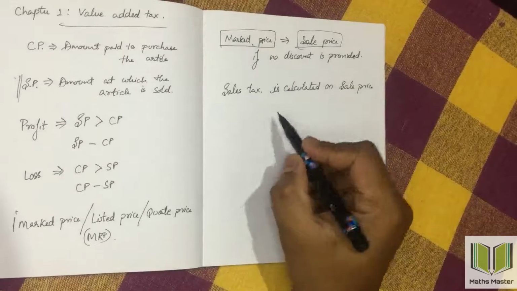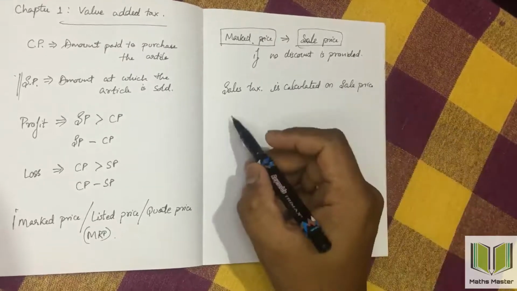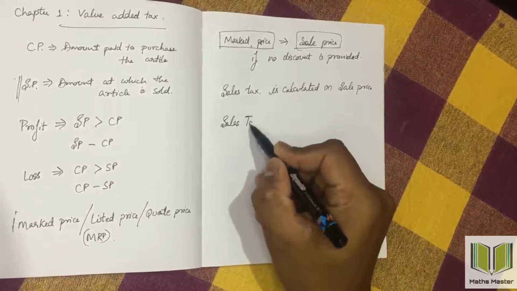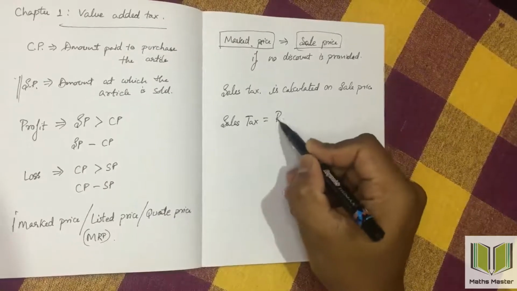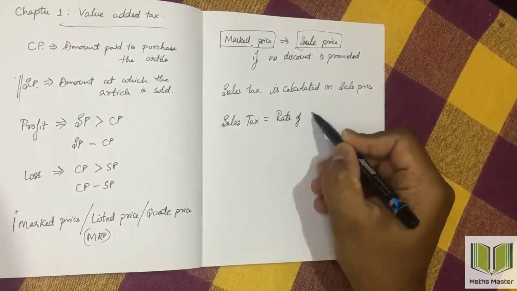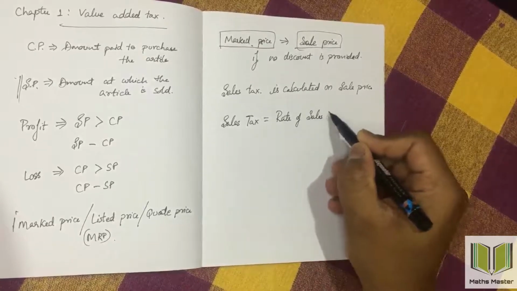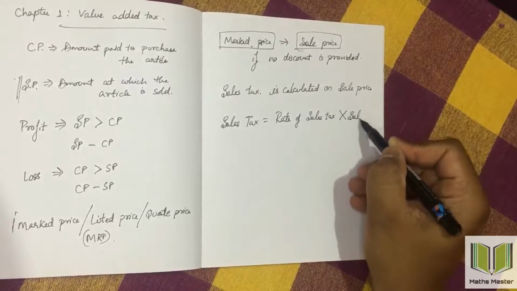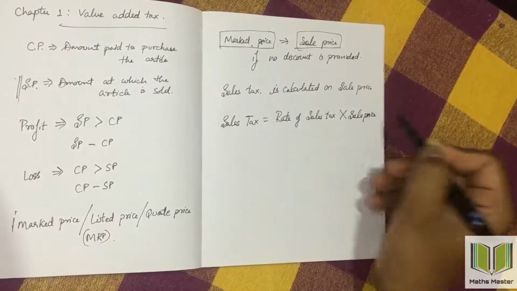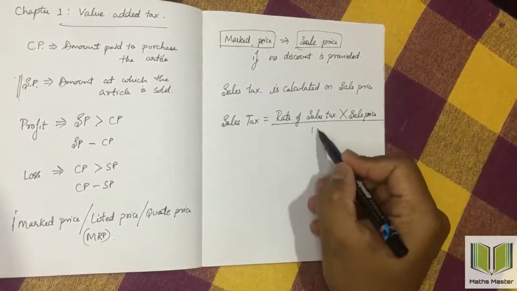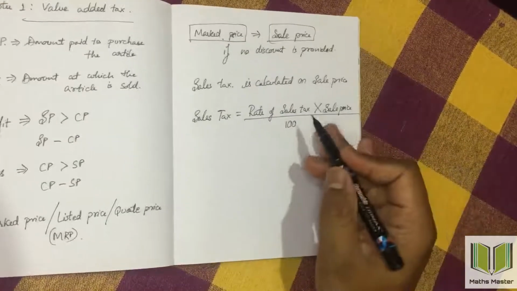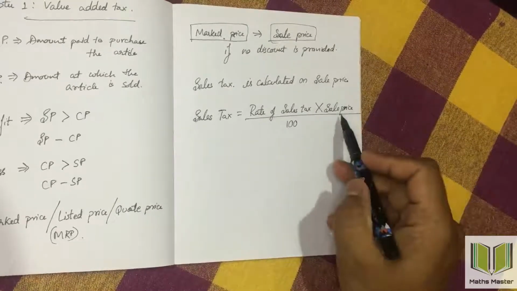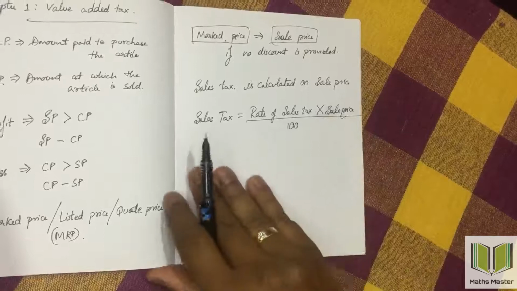Sales tax is calculated on sale price. It is calculated by using the formula: sales tax is equal to rate of sales tax multiplied by sale price divided by 100. Sales tax is equal to rate of sales tax multiplied by sales price divided by 100.